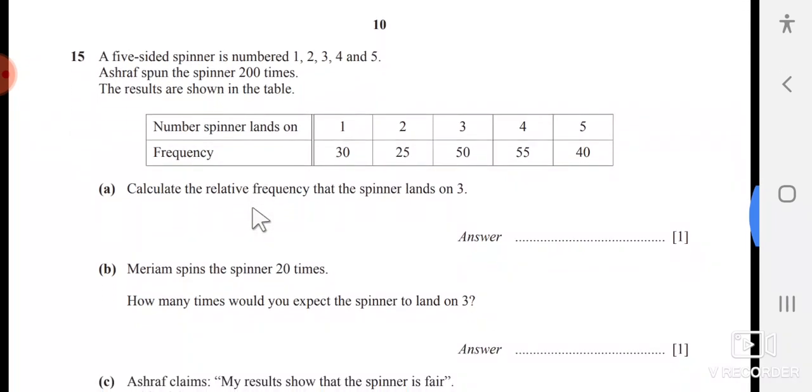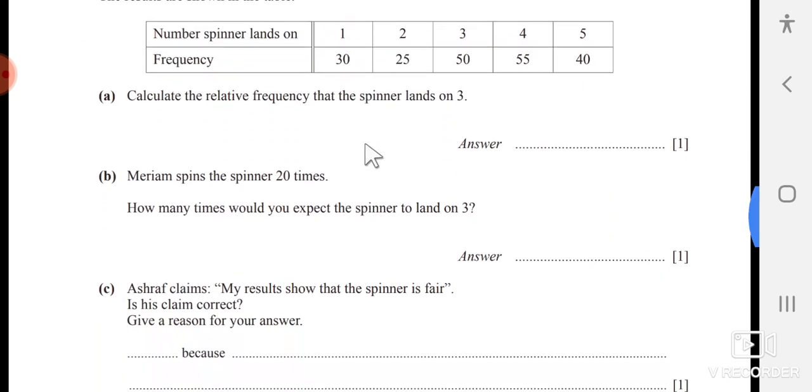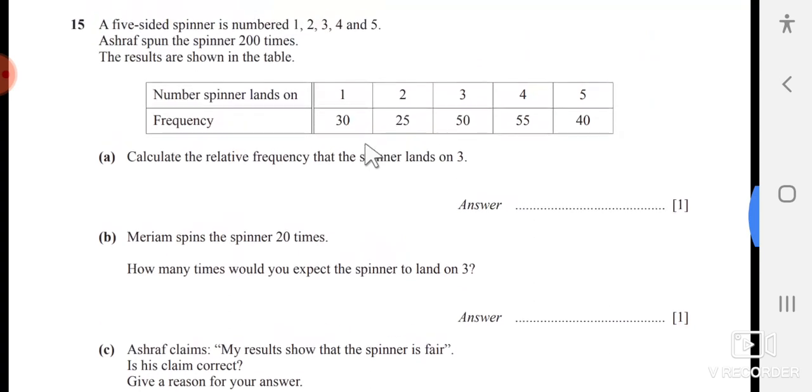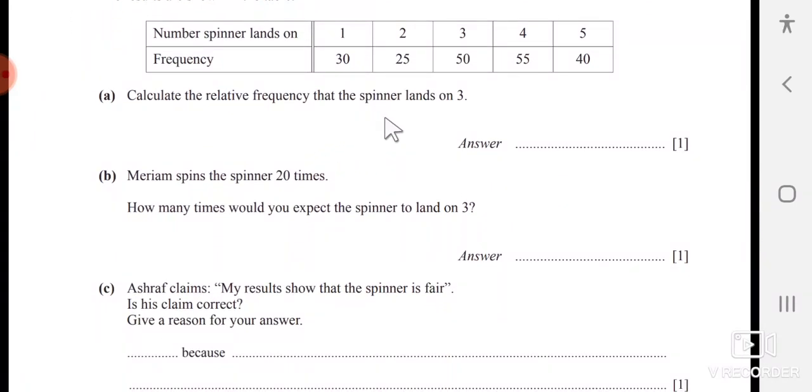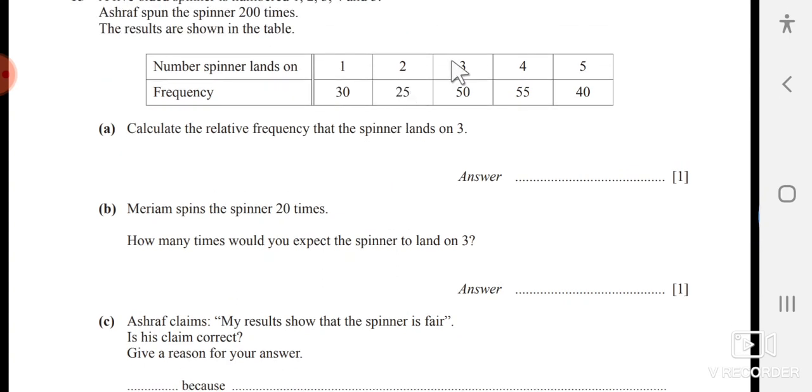And now in the same way, here I'm going to give you once again frequency. Frequencies are given for the number of spinner lengths. This is a statistics question. Calculate the relative frequency that the spinner lands on 3. The spinner 3's frequency is 50. So 50 over the total frequency, which is 200. So 50 over 200, 1 over 4 would be the answer for this.